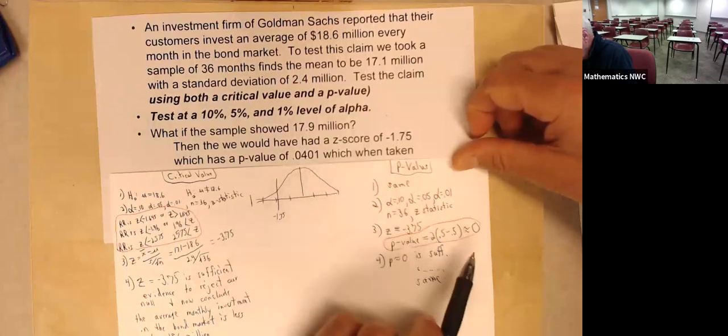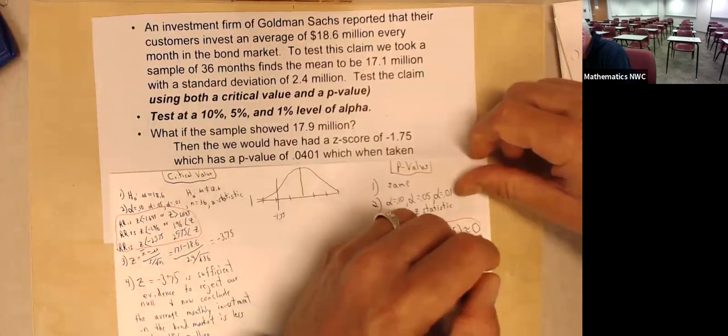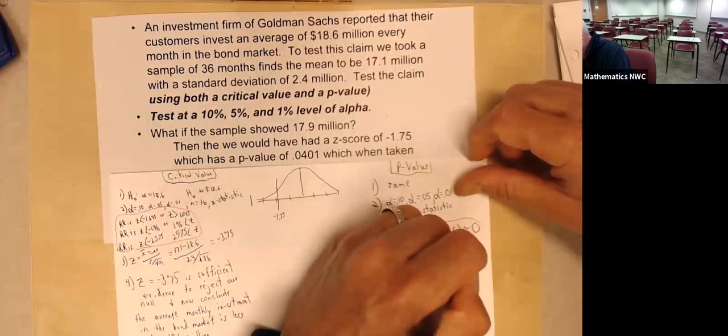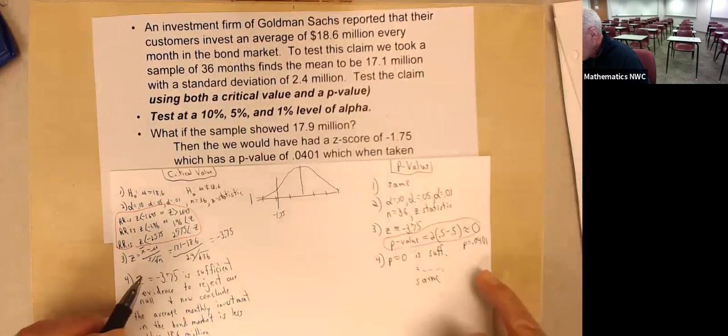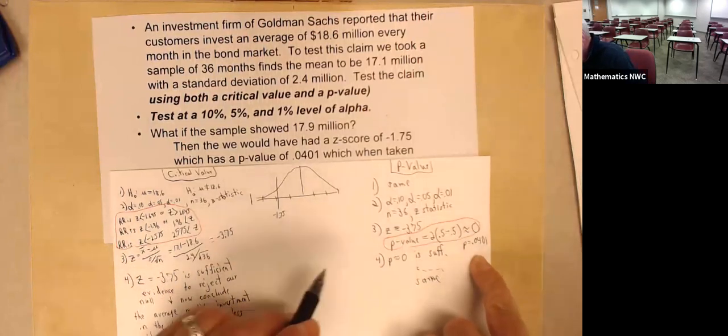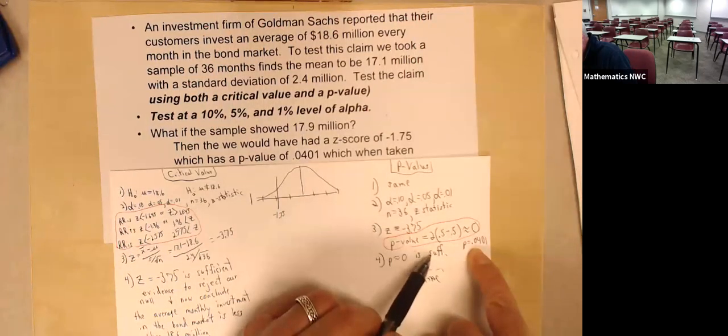Okay? Now, if my p-value had been 0.04, what was it, 0.0401, it would have been less than 10%, which means I could have had sufficient evidence at 10%.